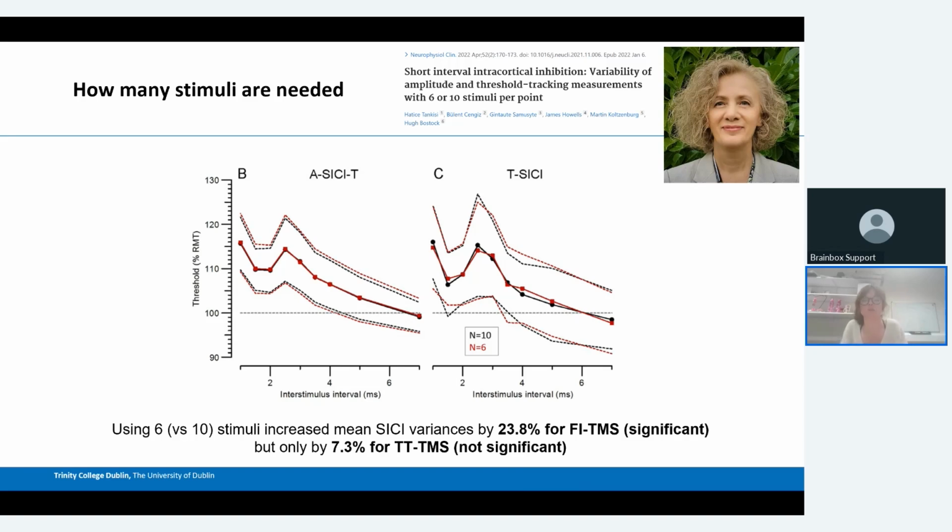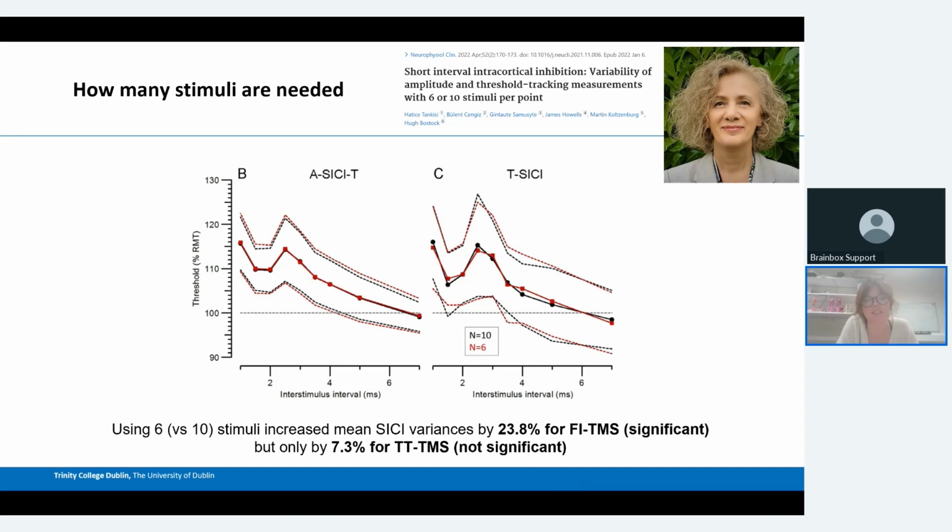And at a certain point, the more and more data you collect, you're not really meaningfully adding any benefit. Now, this is a nice study, again, by the same group, where they compared 6 versus 10 stimuli. And notably, for the fixed intensity approach, they found that reducing the number of stimuli used from 10 to 6 dramatically and significantly expanded the variance of the measures, whereas that variance didn't seem to expand nearly as much if you use threshold tracking. So threshold tracking seemed to provide greater confidence at a lower number of stimuli.